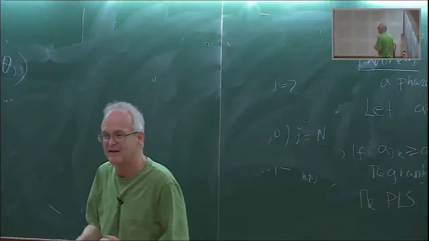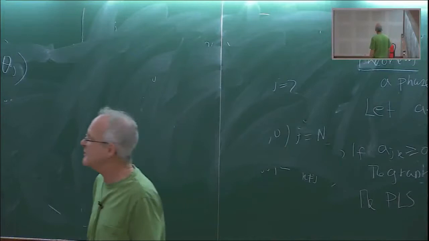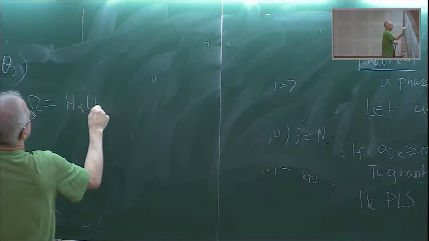So one solution to this is synchrony, right? The synchronous solution satisfies omega equals HA of 0 plus HD of 0. See that? Just plug in. All the thetas are the same, and each one of these equations is the same, and that gives us the synchronous solution. Okay? But I claim that there's another family of solutions.